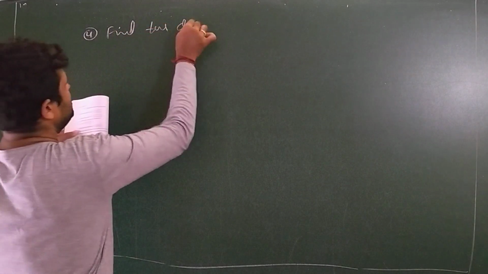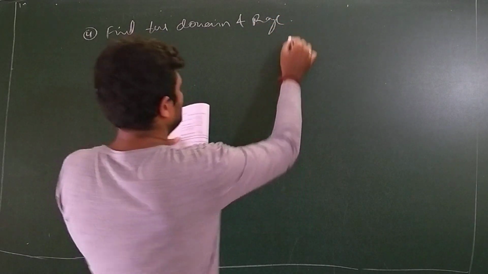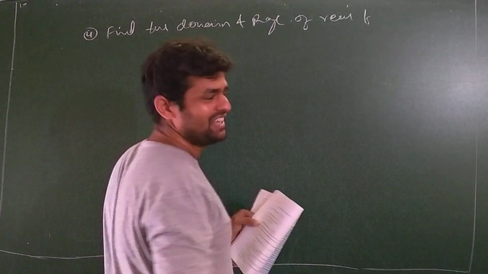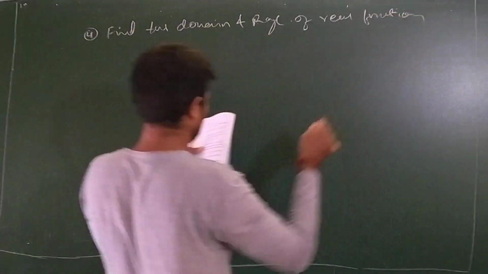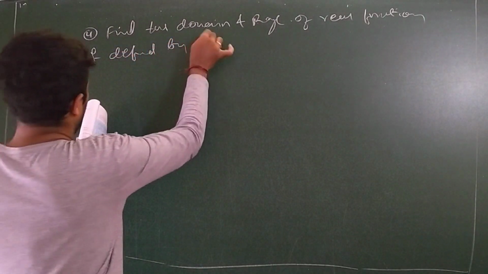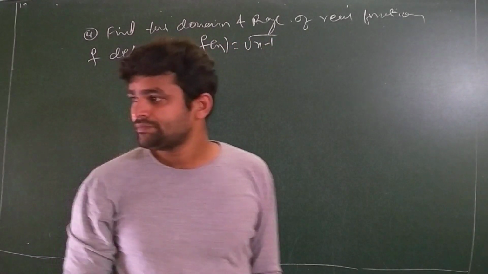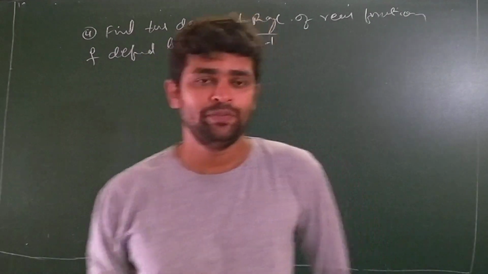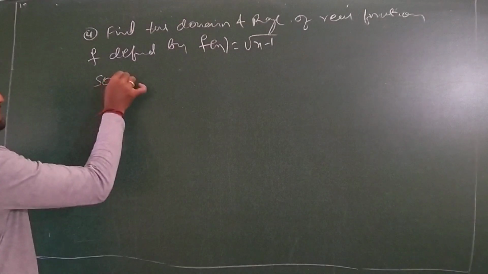Find the domain and range of the real function f defined by f of x is equal to square root of x minus 1. f of x is equal to square root of x minus 1. Find the domain and range. So how do you solve this?